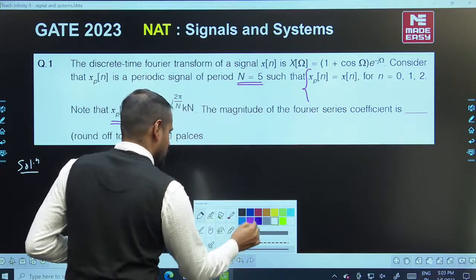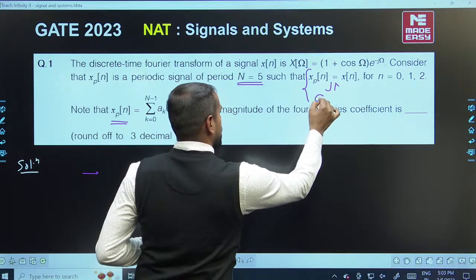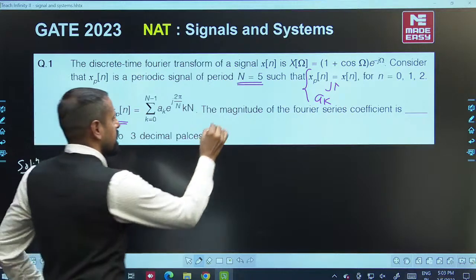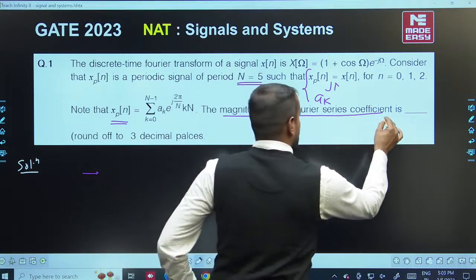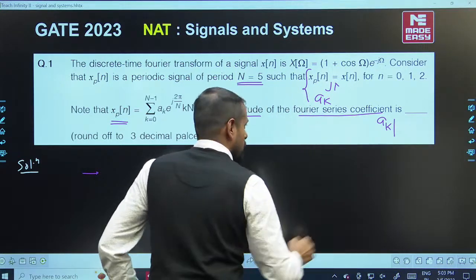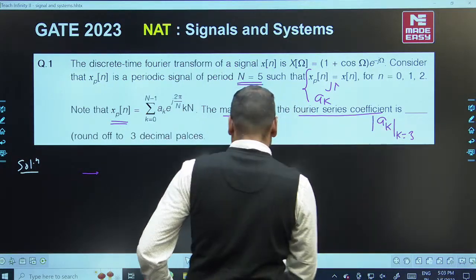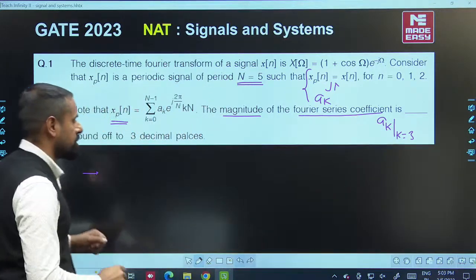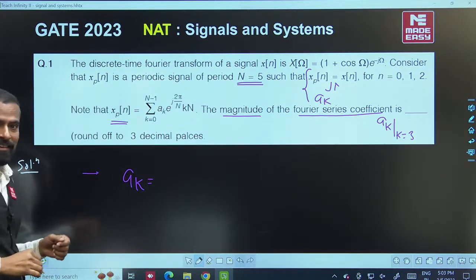Suppose the exponential coefficient for xpn is ak, and the question is saying that we have to calculate the magnitude of the Fourier series coefficient ak at k equal to 3. So friends, what we have to do is calculate the magnitude of ak at k equal to 3. Some data is missing here, so I have written it. Now there is a relationship. What is that relationship?